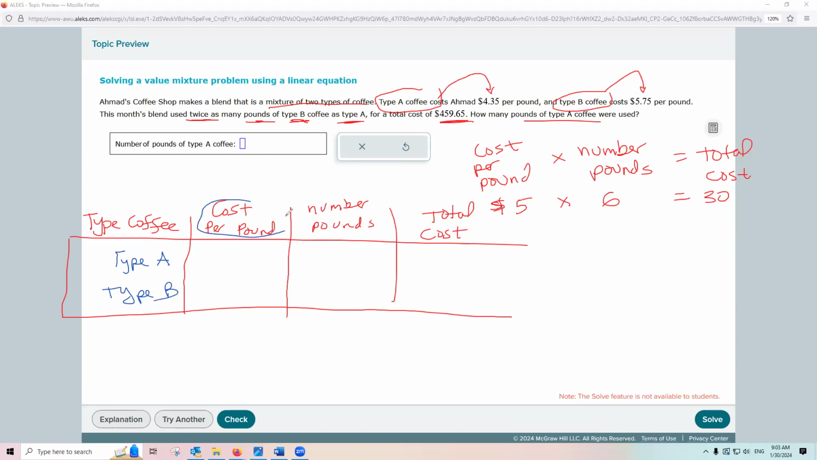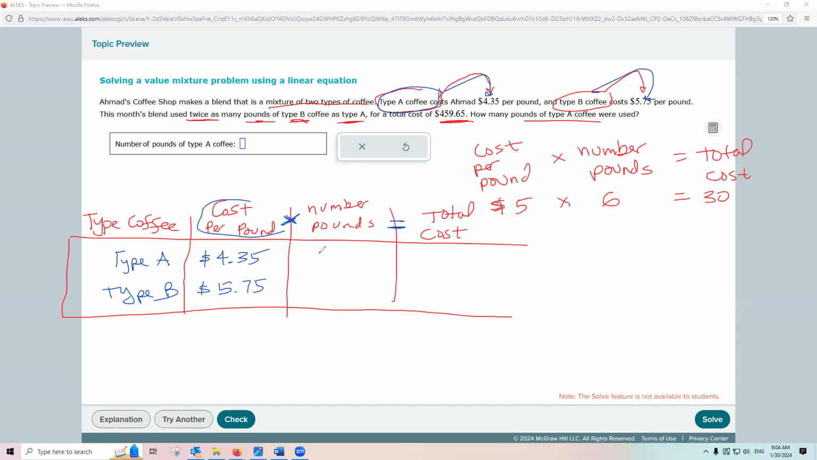Oh, by the way, I remember that if you take the cost per pound and multiply it by the number of pounds, that equals the total cost. So I know that basic relationship. All right, let me start filling in the cost per pound. I know type A coffee is $4.35 a pound. Type B coffee is $5.75 a pound. That's given to me in the problem.